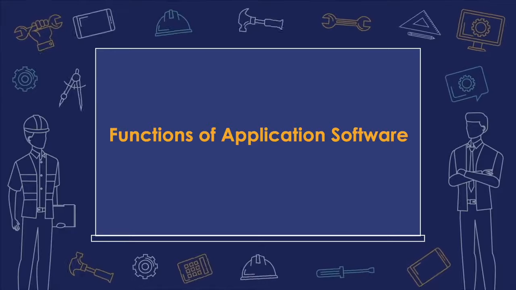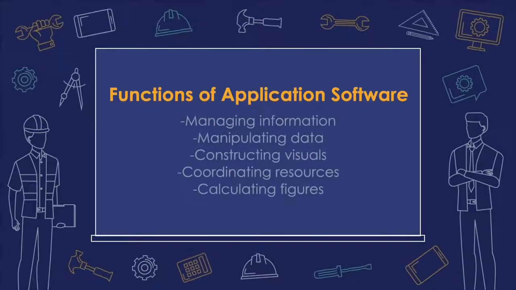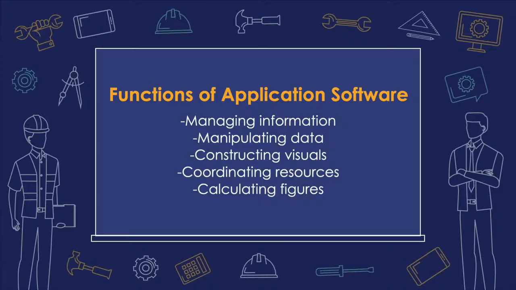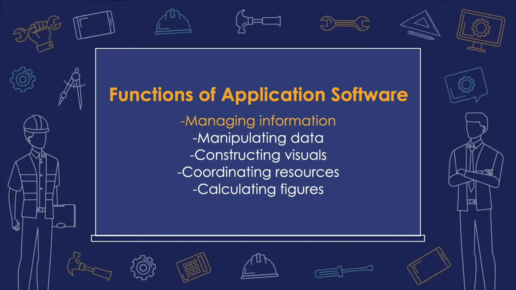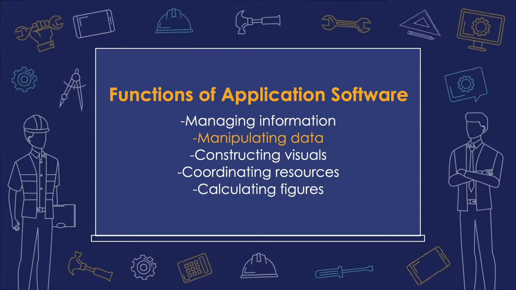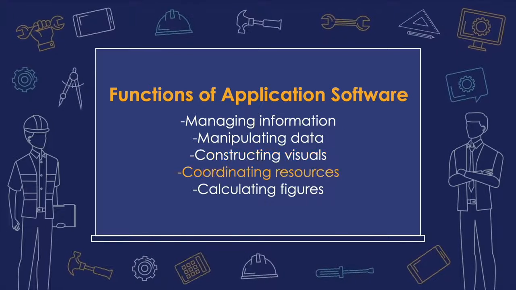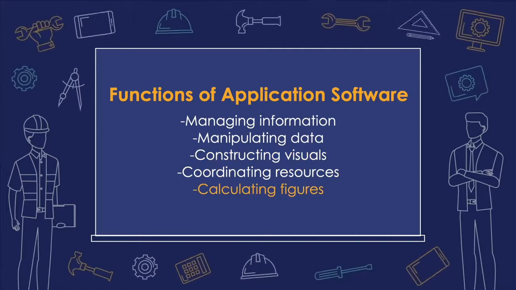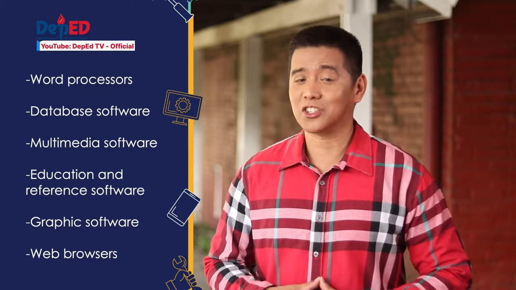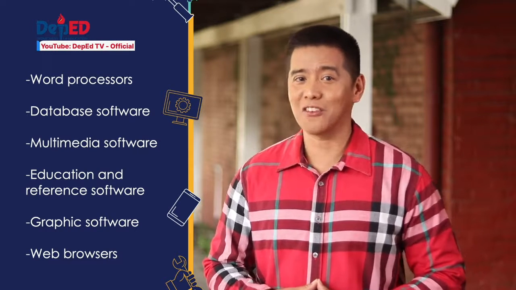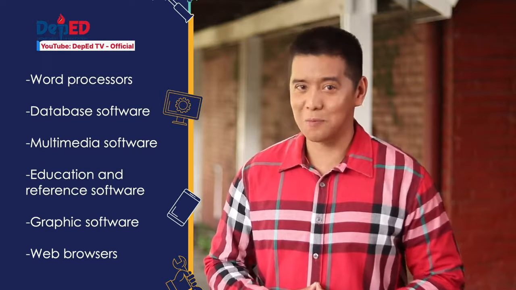So what are the functions of application software? Application software programs are created to facilitate a variety of functions, including but not limited to managing information, manipulating data, constructing visuals, coordinating resources, and calculating figures. Similar to the type of system software, application software also has its types. They are word processors, database software, multimedia software, education and reference software, graphics software, and web browsers.